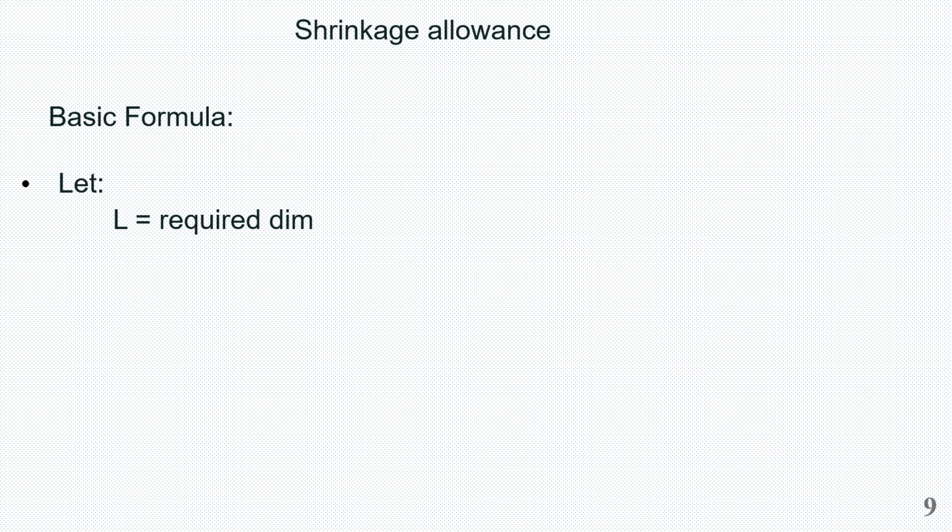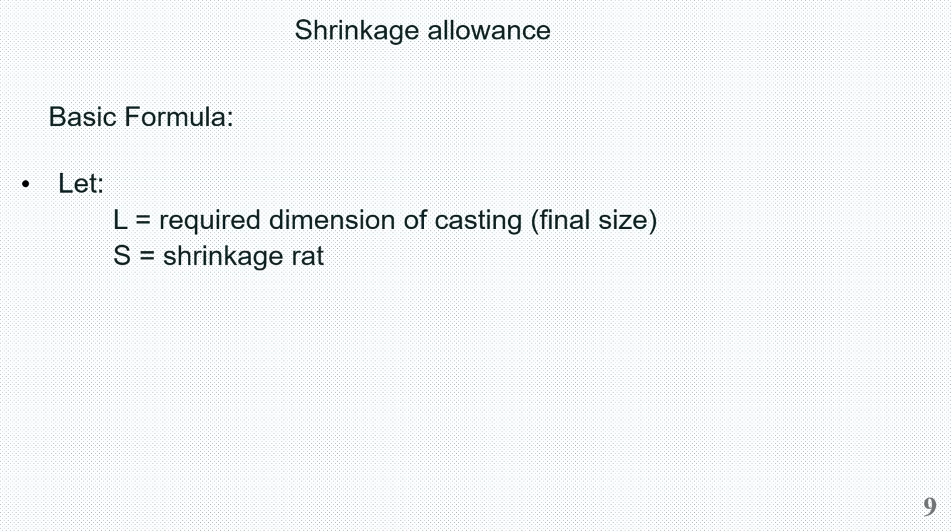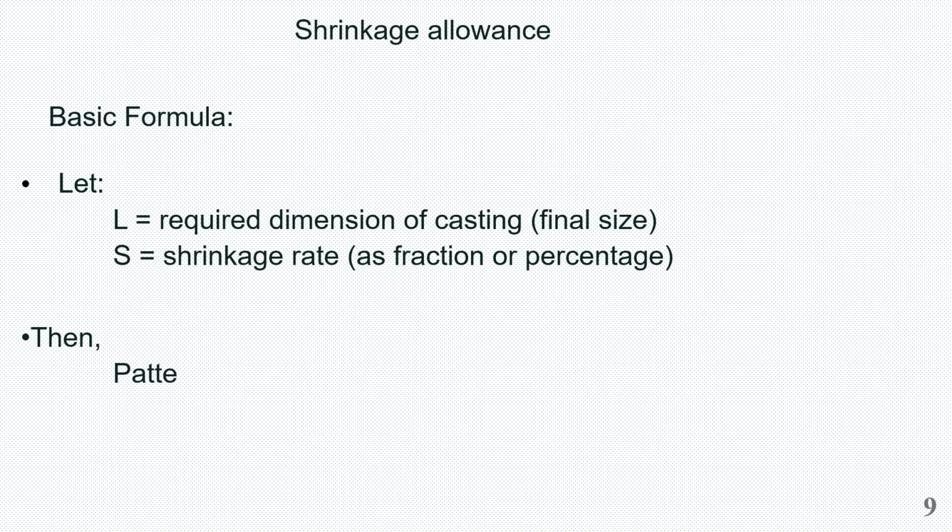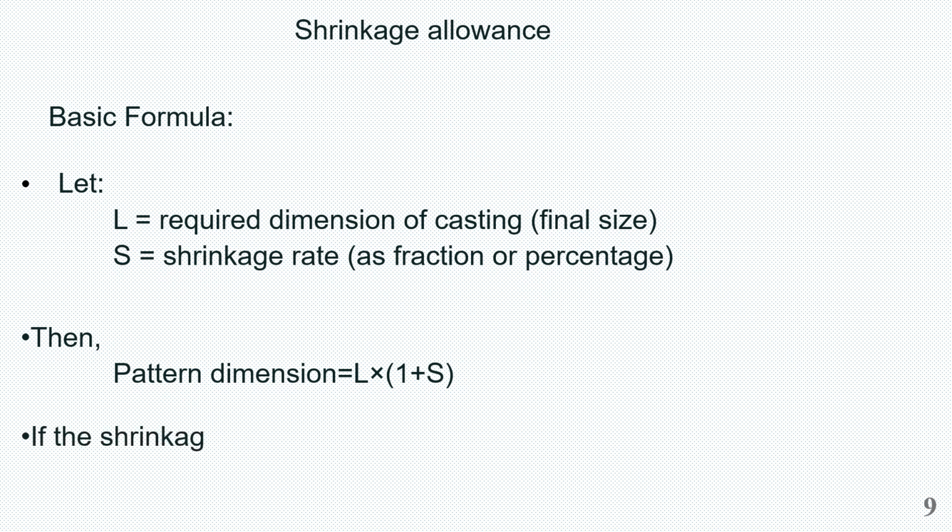So what is the basic formula used to find the shrinkage allowance? For example, L is the required dimension of the casting, that is, the final size, and S is the shrinkage rate or shrinkage allowance. Then the pattern dimension is obtained as L times (1 + S), where S is taken as the shrinkage rate, or, if you take it as a percentage, divided by 100.